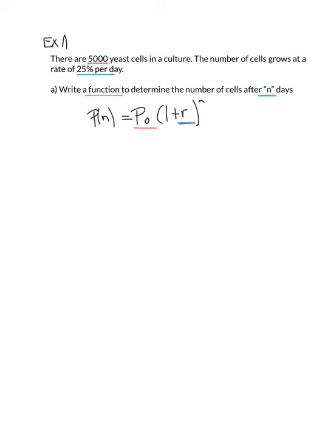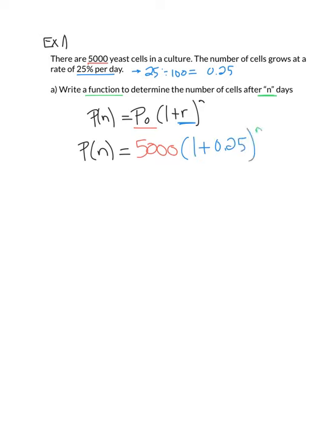If I plug all of these numbers in, I'm going to be left with P of n is equal to 5,000 times 1 plus 25% as a decimal. 25 divided by 100. We know if we want to change a percent to a decimal, we divide by 100. So 0.25, to the power of n. Now I can just simplify this a little bit more, and I can add the 1 and the 0.25 to get 1.25 to the power n.